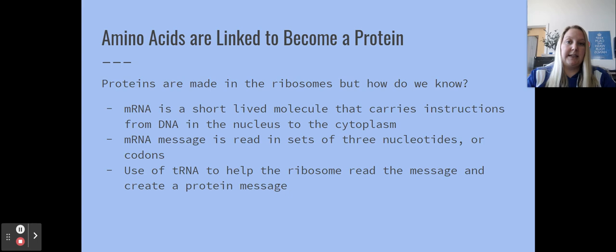Amino acids link together to become proteins. Proteins are made in the ribosomes, but how do we know this? Well, we found that mRNA is a very short-lived molecule that carries instructions from DNA in the nucleus out into the cytoplasm, that messenger RNA is read as a set of 3 nucleotides or codons, and through the use of transfer RNA helps ribosomes read the message and create the appropriate protein.